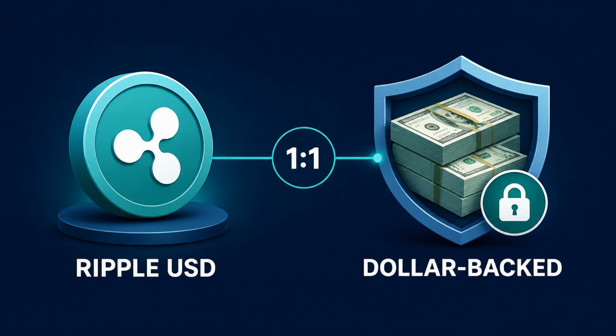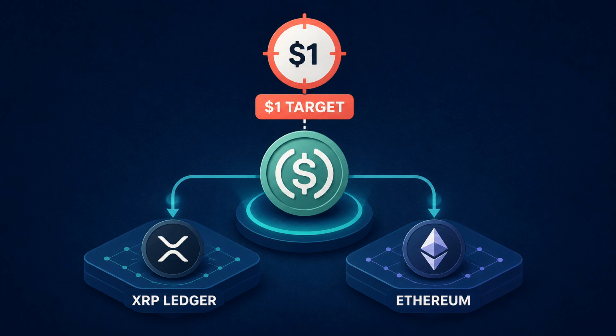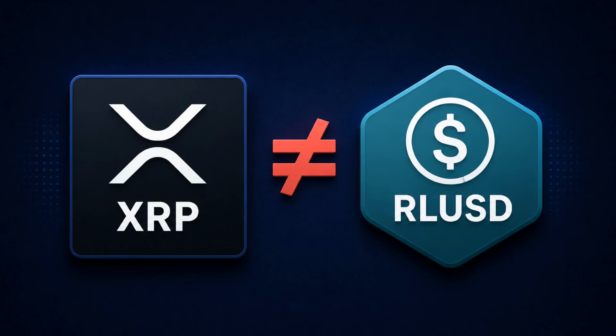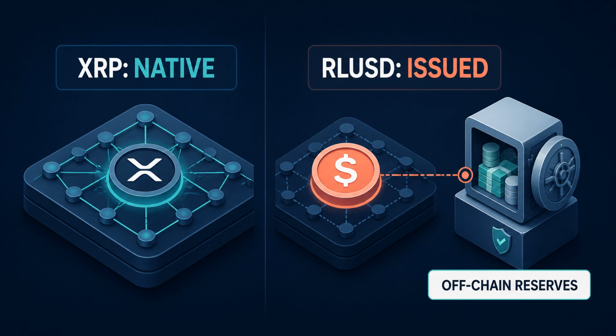RLUSD, short for Ripple USD, is a dollar-backed stablecoin issued by Ripple. It is designed to track the value of $1 and is issued on networks including the XRP Ledger and Ethereum. RLUSD is not a renamed version of XRP. XRP is the native market-priced asset of the XRP Ledger. RLUSD is an issued token backed by reserves held outside the blockchain.